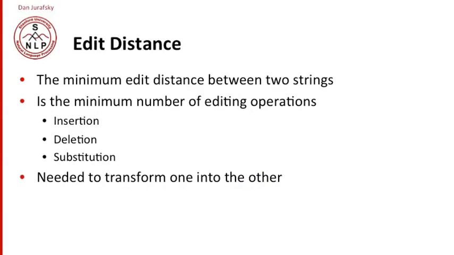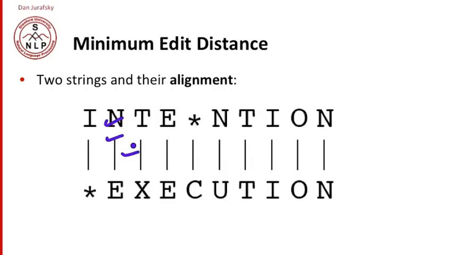The minimum edit distance between two strings is the minimum number of editing operations, insertion, deletion, and substitution, that are needed to transform one into the other. We generally use these three editing operations. You can imagine more complicated transpositions and long distance movements, but we tend to avoid those. So for example, we have the string intention and the string execution.